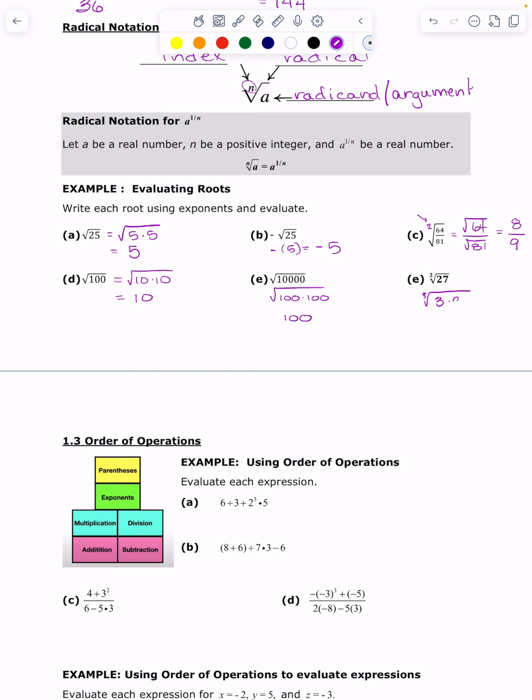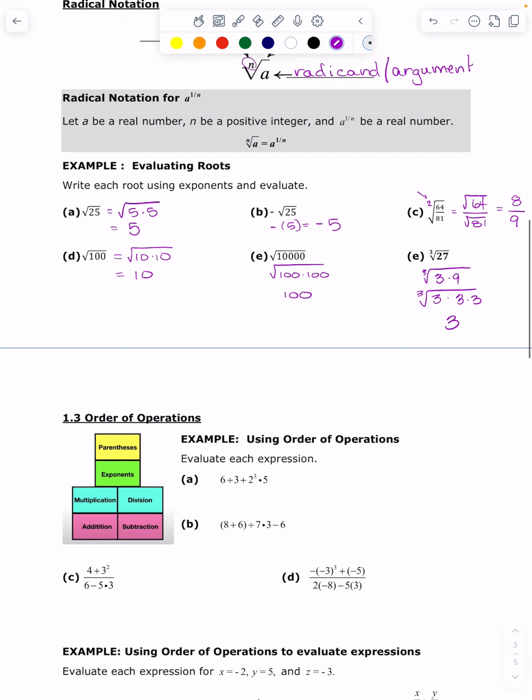So I'm going to go through steps here. 27 is 3 times 9. There's my 3 times. 9 I can rewrite as 3 times 3. Cube root of 27 is going to be 3 because I multiply 3 times to get 27. Maybe I should use a different number so there aren't so many 3s.